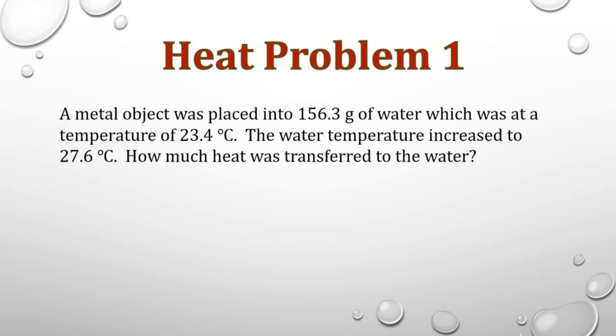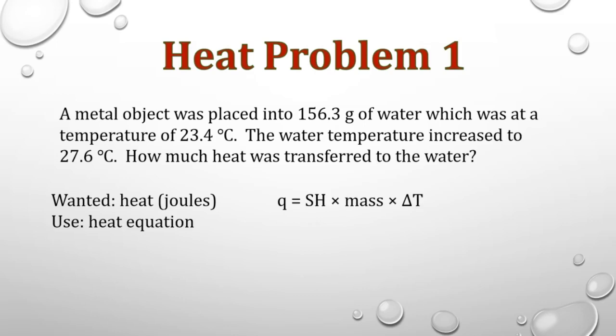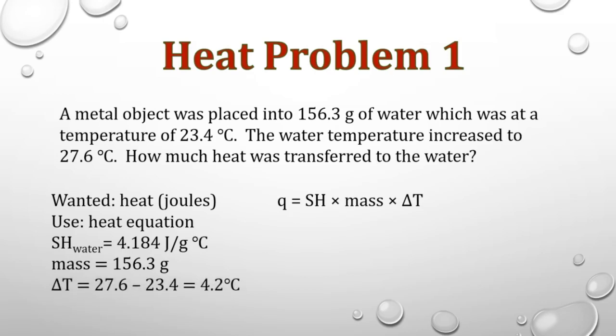Like all problems, we first have to determine what the question is asking for. In this case, the answer is heat. We have a handy equation for that, the heat equation. In order to find Q, the heat, we need to know the other parameters. We can look up the specific heat of water. The problem gives us the mass of the water, and we can calculate the temperature change, which was 4.2 degrees. The initial temperature of the water was 23.4 degrees, and the final temperature was 27.6.